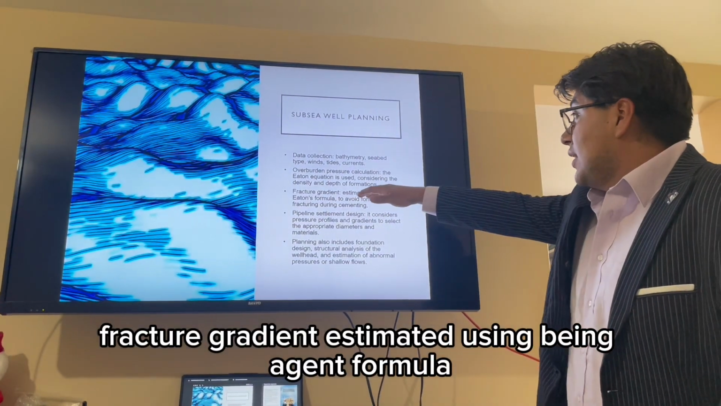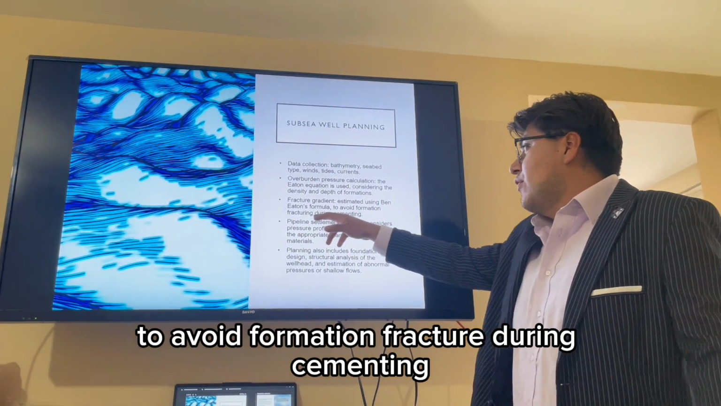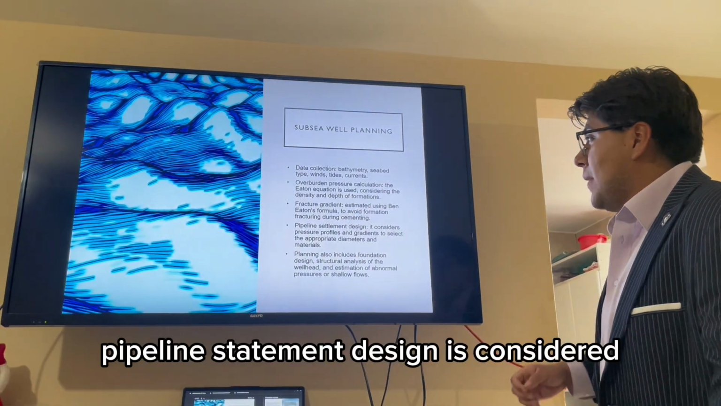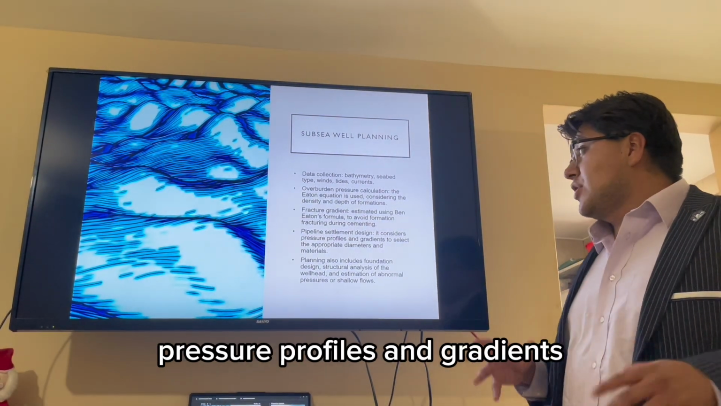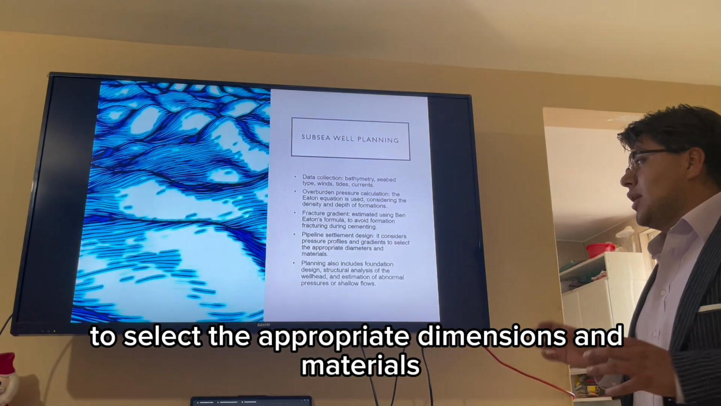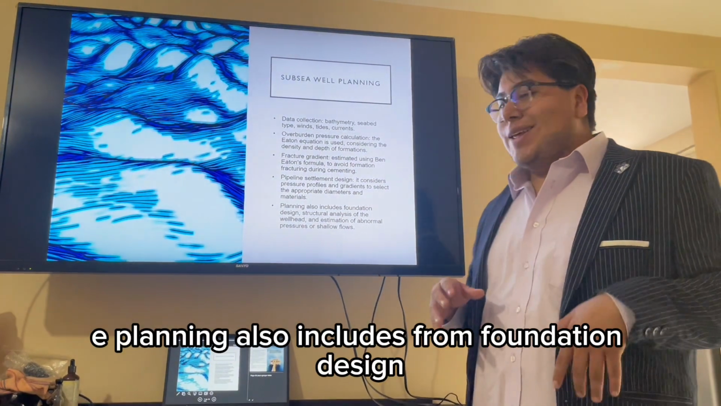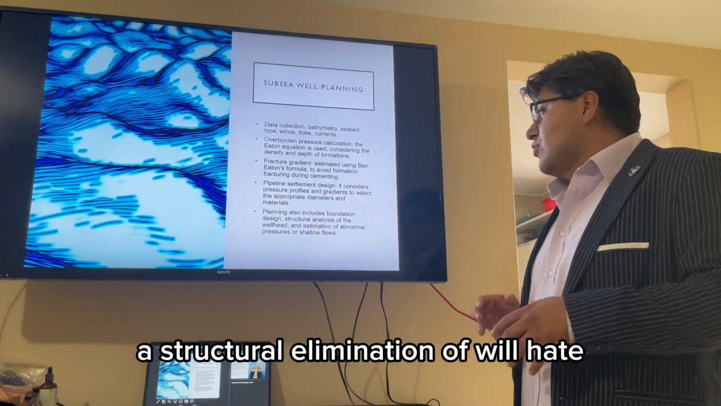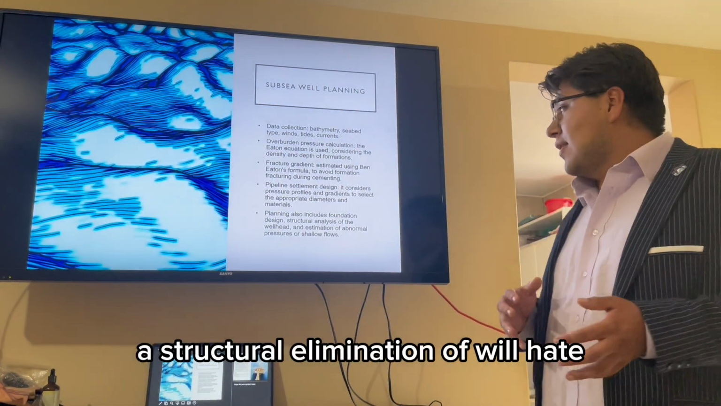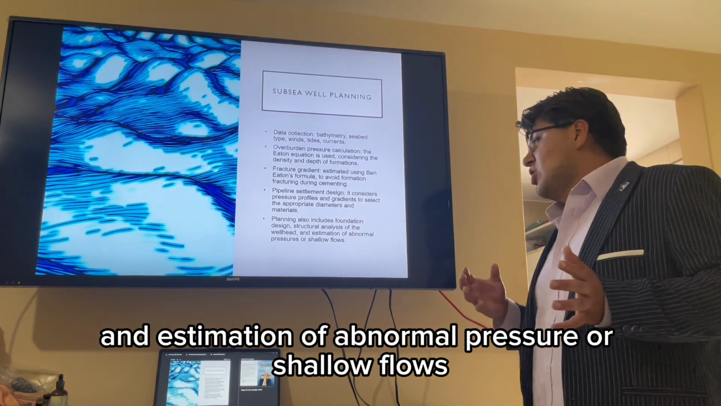Fracture gradient is estimated using the Eaton formula to avoid formation fracture during cementing. Pipeline and casing design considers pressure profiles and gradients to select the appropriate diameters and materials. Well planning also includes foundation design, structural analysis of the wellhead, and estimation of abnormal pressure or shallow flows.